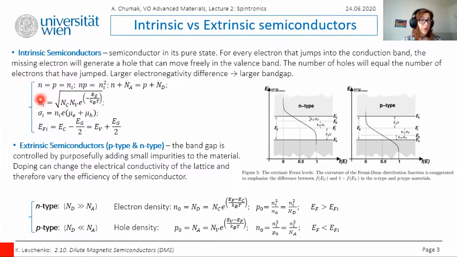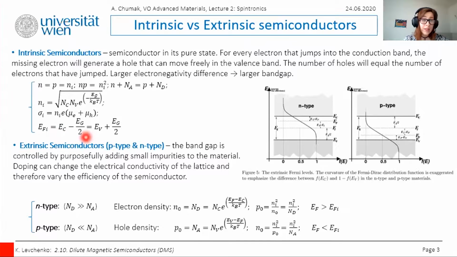Intrinsic charge carrier concentration can also be calculated from the effective density of states at the conduction band edge and at the valence band edge. Again, here we have the band gap and the kBT, which are the Boltzmann constant and the temperature. The conductivity can be calculated based on the carrier concentrations and the mobility of electrons and holes. And the Fermi level, of course, will lie in the middle of the band gap in the intrinsic semiconductor.